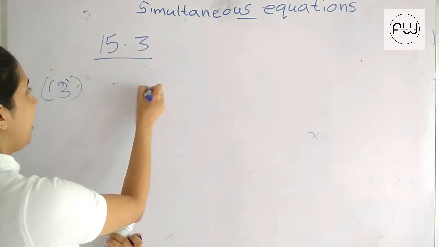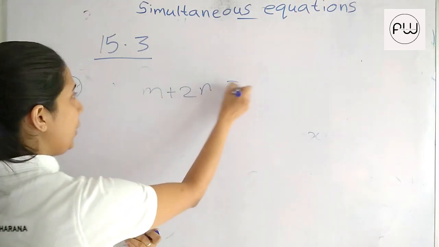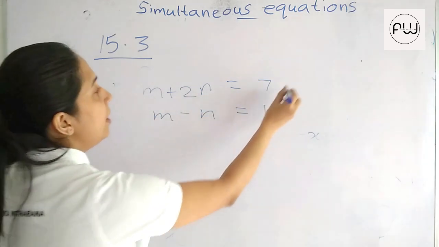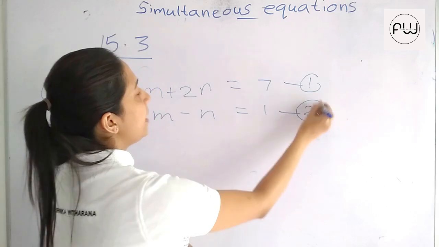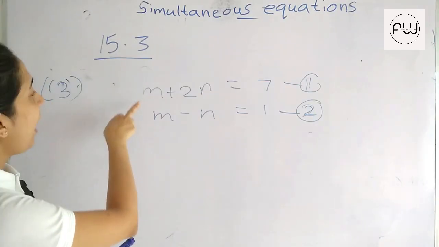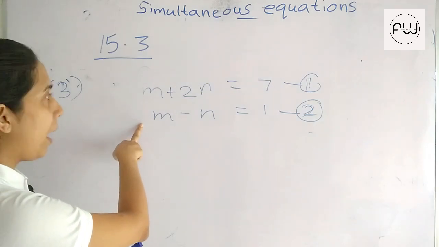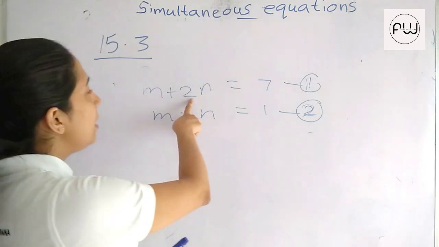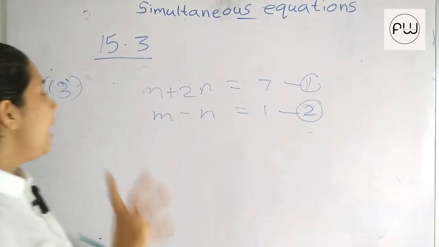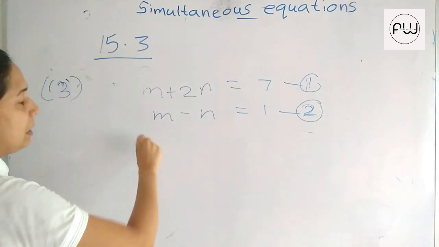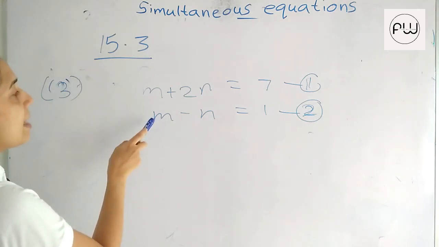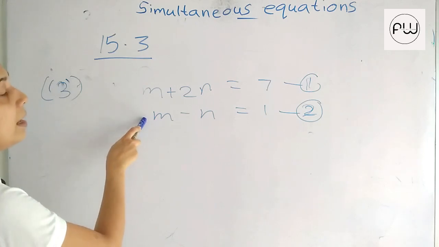The third one is m plus 2n equals 7 and m minus n equal 1. This is the first equation and this is the second equation. The coefficient of m in the first equation is 1 and in the second equation is also 1. But the coefficient of n in the first equation is 2, but in the second equation it's 1. And then we can get rid of the m term. Right, so now we have to check the sign. The sign of m is plus and here the sign of m is plus.